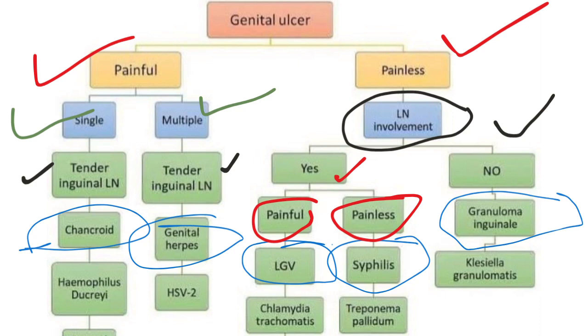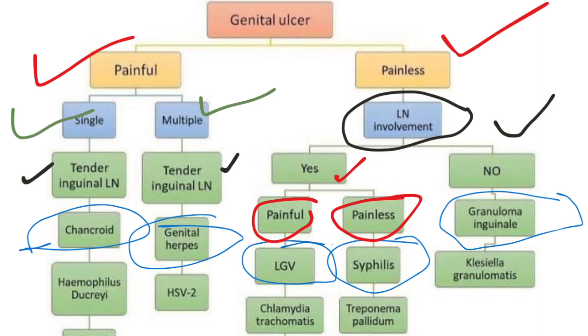But if there is a painless genital ulcer along with the involvement of the inguinal lymph node, then we have to look, are the involved inguinal lymph nodes tender or not tender? That is the second clinical feature. The first one is painless genital ulcer with involvement of inguinal lymph node, but are they painful, tender or not? If tender, then the diagnosis is lymphogranuloma venereum caused by Chlamydia trachomatis. But if there are painless inguinal lymph nodes along with the painless genital ulcer, then the most probable diagnosis is syphilis caused by Treponema pallidum. So in this way we can easily diagnose different infectious causes of genital ulcer.